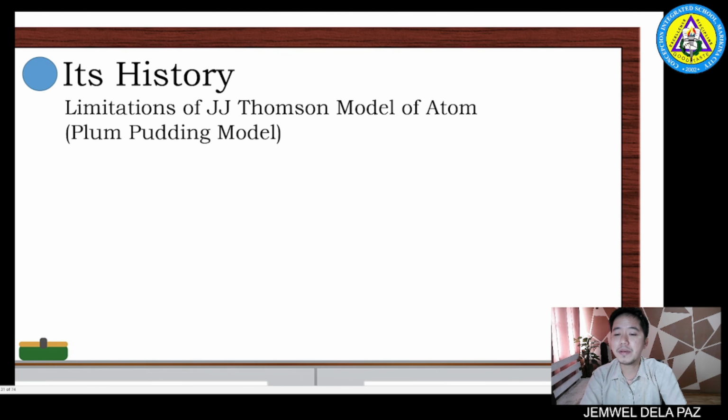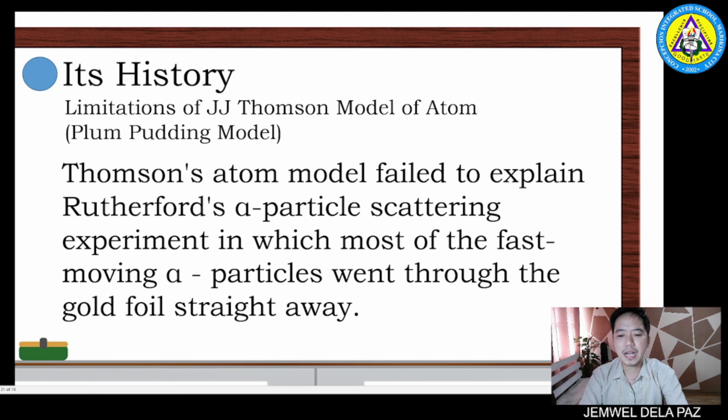However, there are limitations of J.J. Thomson's atomic model, and here are these limitations. Thomson's atomic model failed to explain Rutherford's alpha particle scattering experiment, in which most of the fast-moving alpha particles went through the gold foil straight away. This alpha particle scattering experiment was performed by Rutherford, and it discovered one of the most essential subatomic particles of an atom.